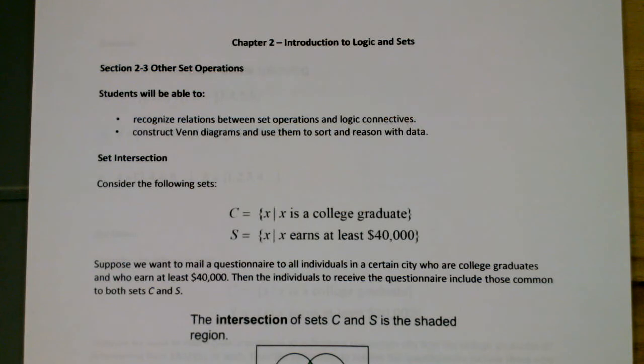All right, so there are two things we'll look at. First, set intersection and set union. Now let's talk first about set intersection.